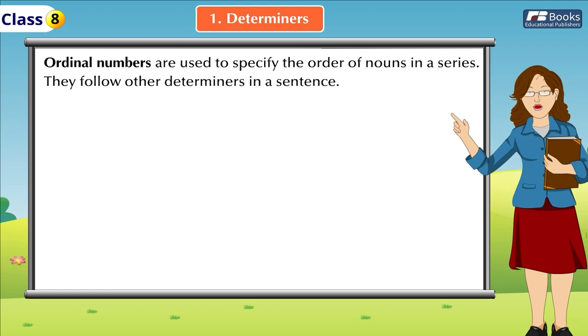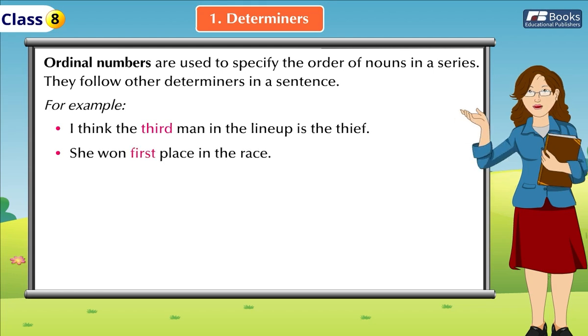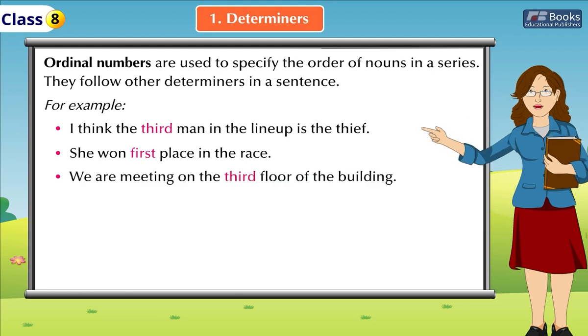Ordinal numbers are used to specify the order of nouns in a series. They follow other determiners in a sentence. For example, I think the third man in the lineup is the thief. She won first place in the race. We are meeting on the 3rd floor of the building.